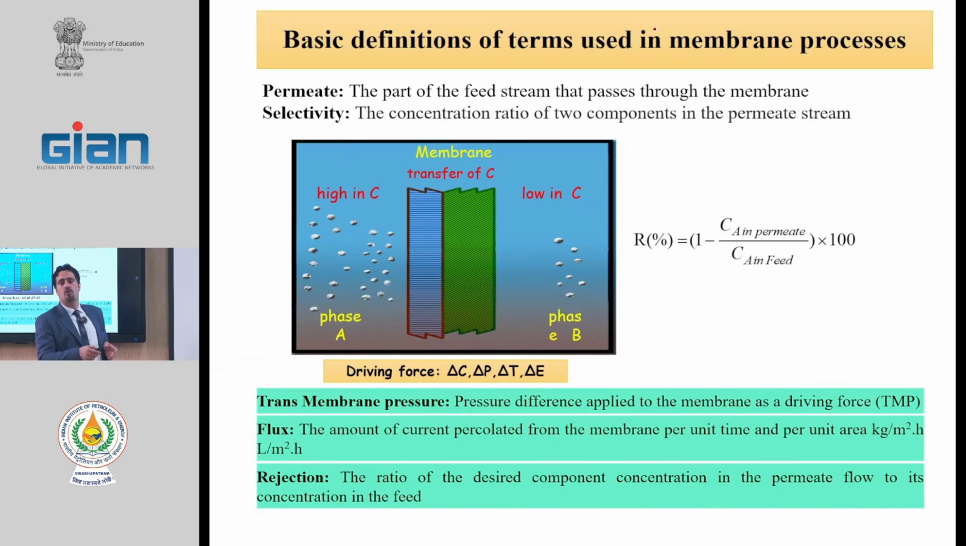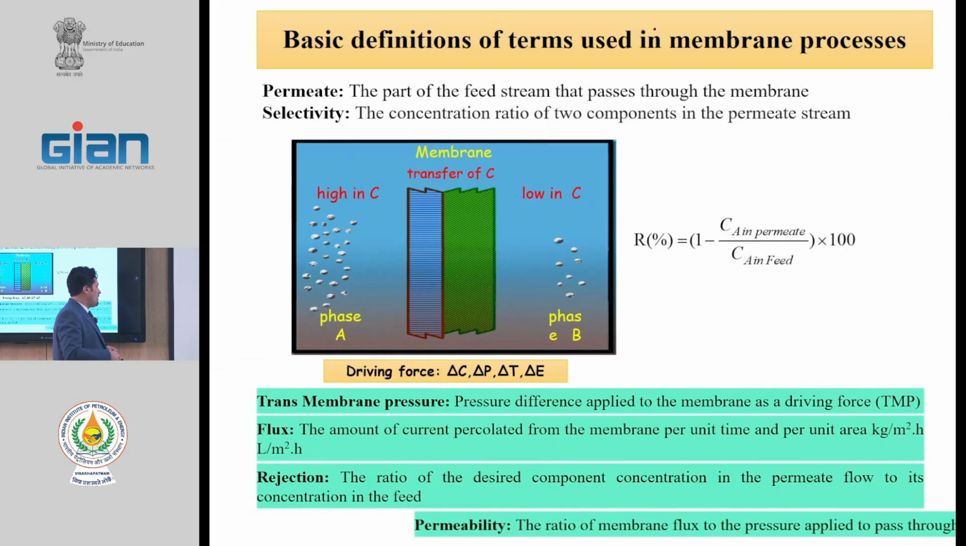For saying how much permeate passes through the membrane, we have flux, with a unit of kilogram per square meter per hour or liter per square meter per hour. Flux is the amount of the stream penetrated or passed through the membrane per unit time and per surface area of the membrane.